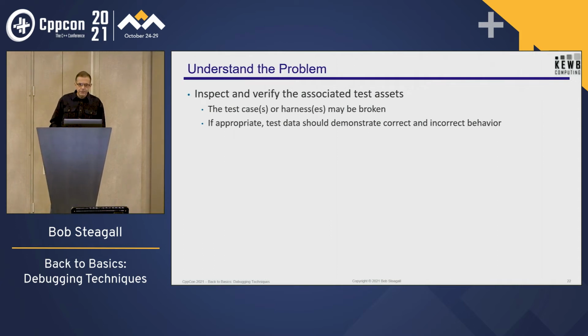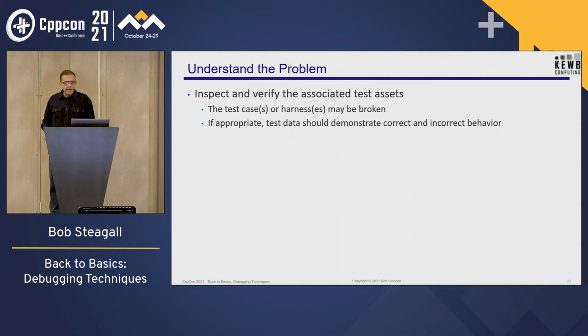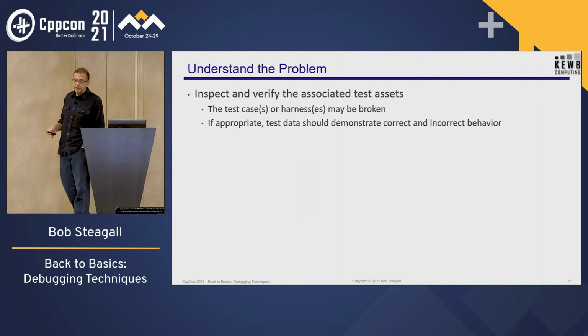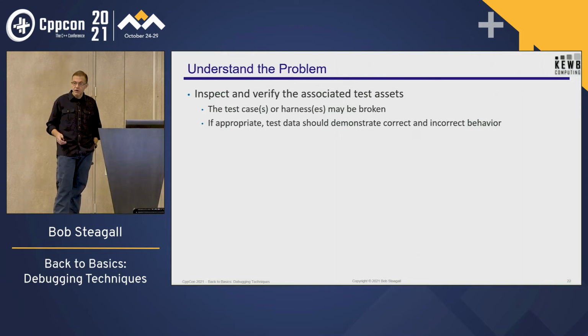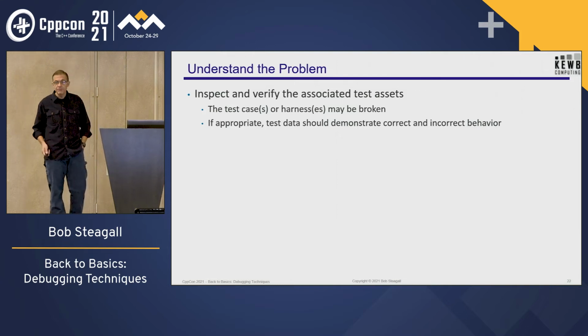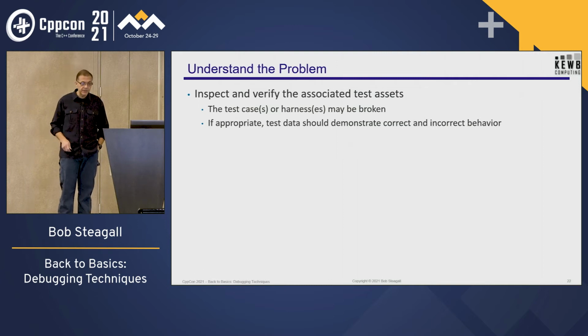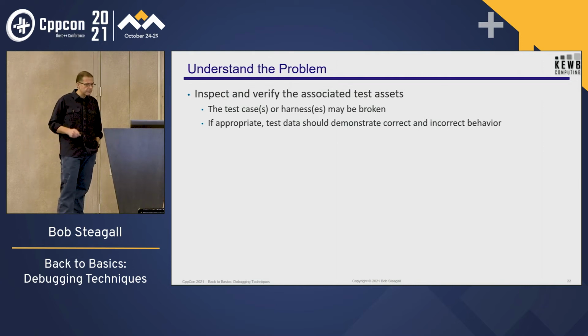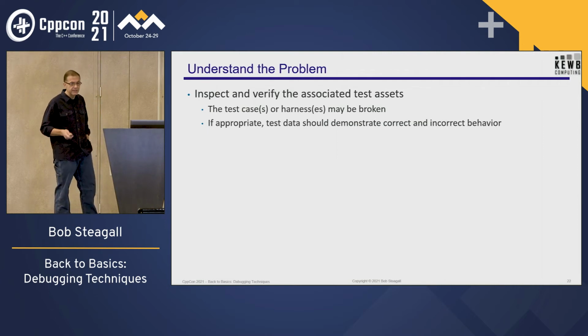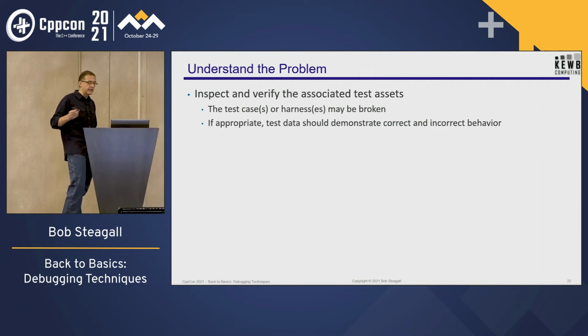So, my advice is to also inspect and verify the associated test assets, right? It could be that your test cases or your test harnesses or unit tests or something is incorrect there in your testing. And perhaps your testing is revealing a problem that doesn't actually exist because the test itself is flawed. However, if that's not the case, then you should have test data or test assets that demonstrate both correct and incorrect behavior.